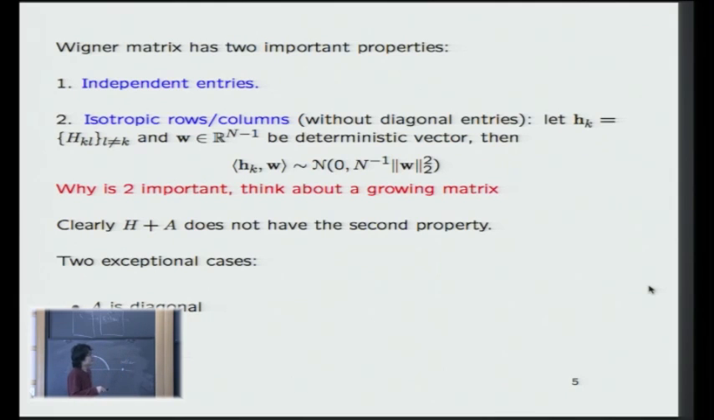Okay, so this is the Wigner case, and let me roughly talk about why it's complicated. There are many reasons H plus A makes a very hard question. First, the Wigner matrix has two very important properties. The first one is very clear: the entries are independent. Everyone knows this. And the second one, maybe you did not notice before, is that each row and column of this Wigner matrix is actually isotropic. If you look at the kth column vector of H, removing the diagonal part, which is not important, and call this vector h_k, then the inner product of h_k with any deterministic w satisfies this CLT. It means it's isotropic.